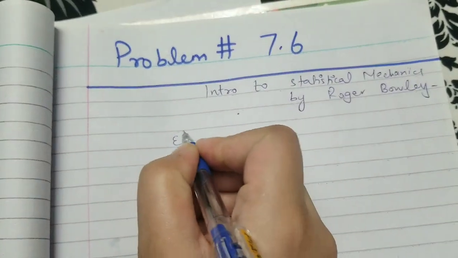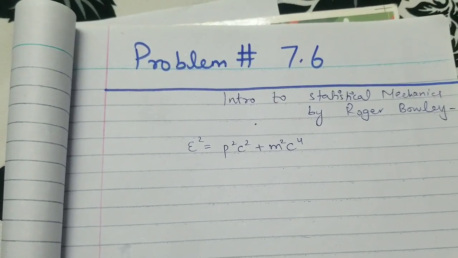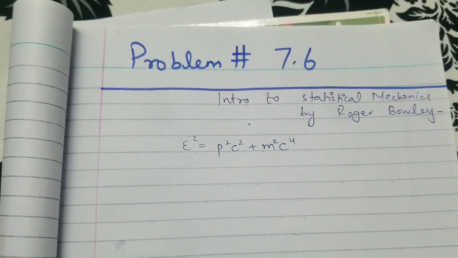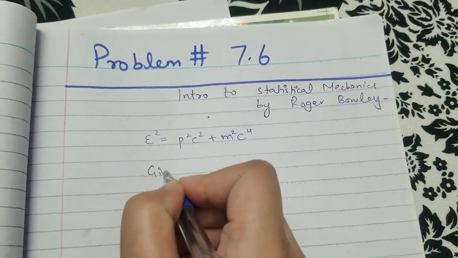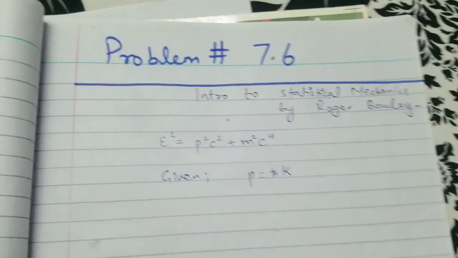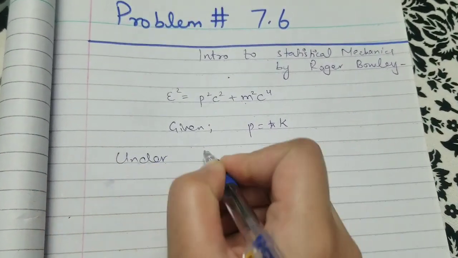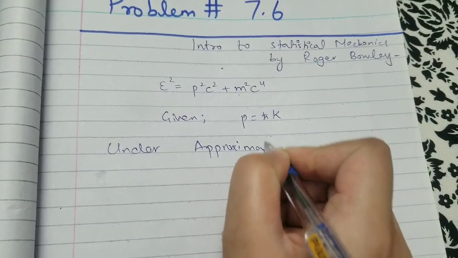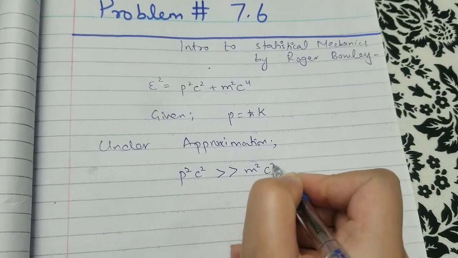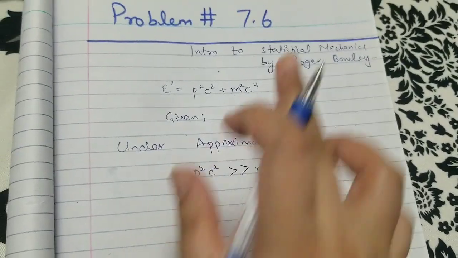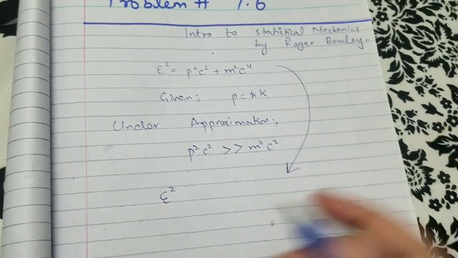We are given this expression for energy. This is the relativistic formula for the total energy of a relativistic particle of mass m and momentum p, where we are further given that p equals h cut k. We can use the approximation given to us, that p squared c squared is very much greater than m squared c squared. We can reduce this formula into a simple expression. Let's see what that expression would be.